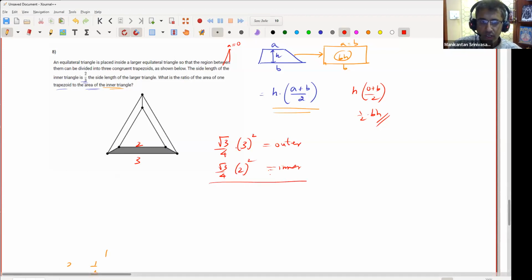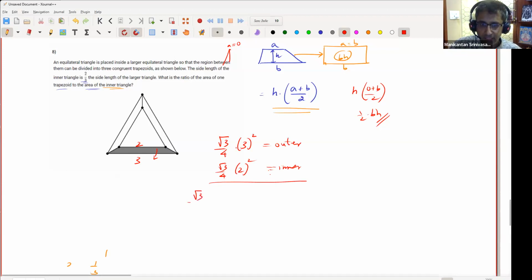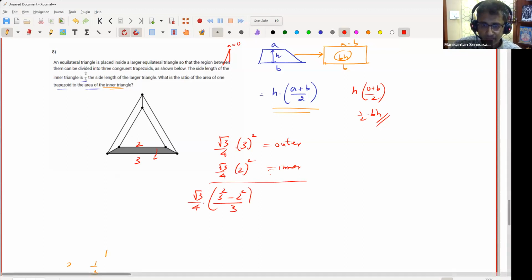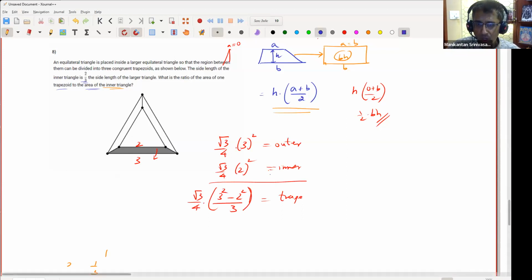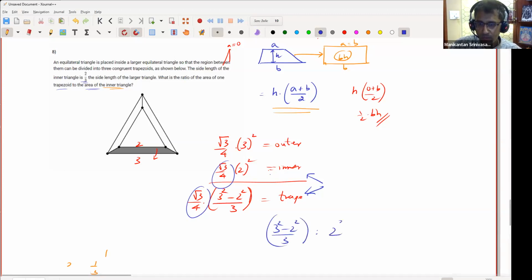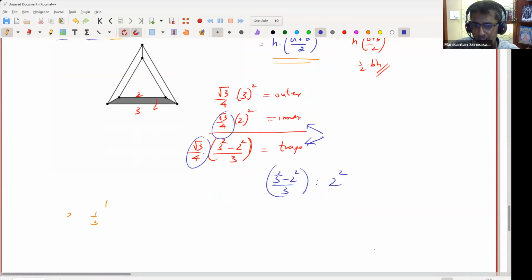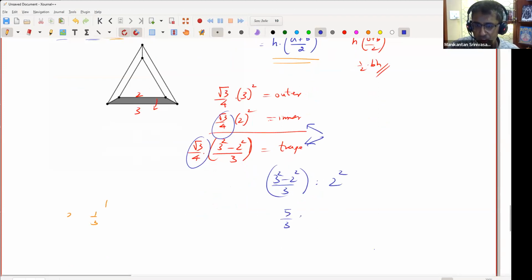And what does he want for the trapezium? The trapezium is the outer minus inner divided by 3. Root 3 by 4 into (3 square minus 2 square) upon 3. This is the trapezium. Okay. Now, you want the ratio of this trapezium to the inner. So all this root 3 by 4 goes away. I don't need to compute it. So I'll just focus on (3 square minus 2 square) upon 3 is to 2 square. As simple as that. 9 minus 4, which is 5. 5 by 3 is to 4. You got it right. 5 is to 12. What is the mistake you made?